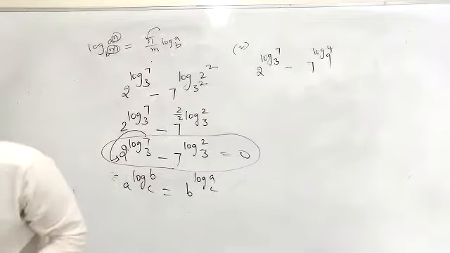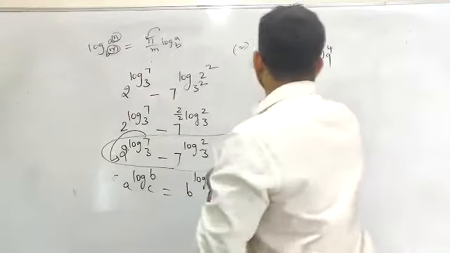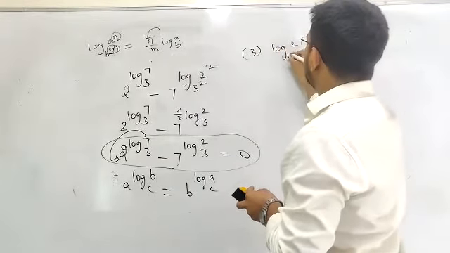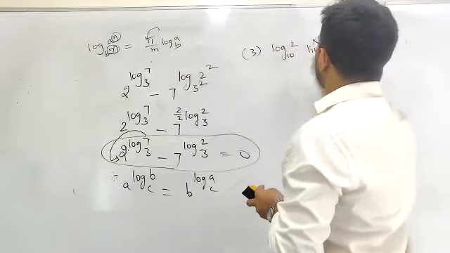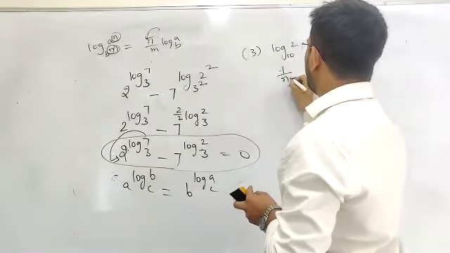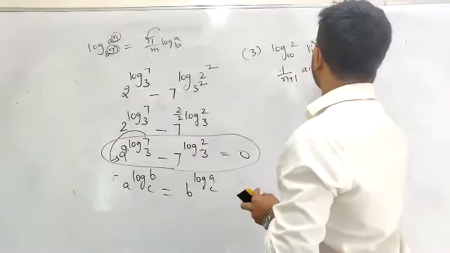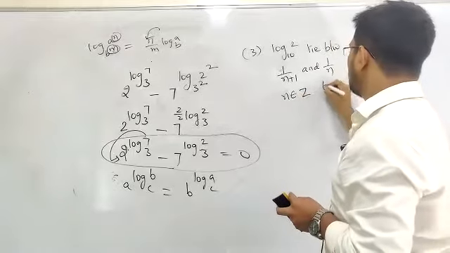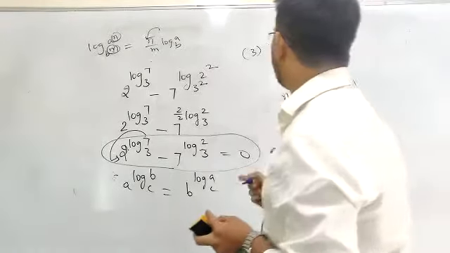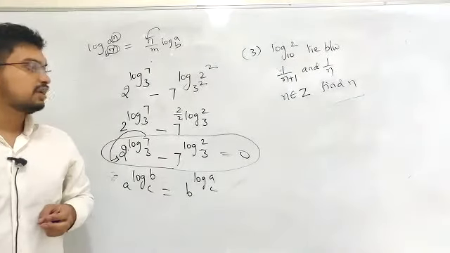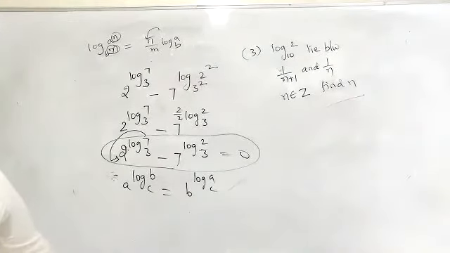Very good. Excellent. Next, problem 3. If log 2 to the base 10 lies between 1 by n plus 1 and 1 by n, where n belongs to Z, capital Z, it's an integer, find n. Where n is an integer, then find the value of n.